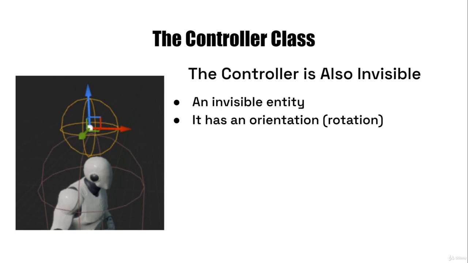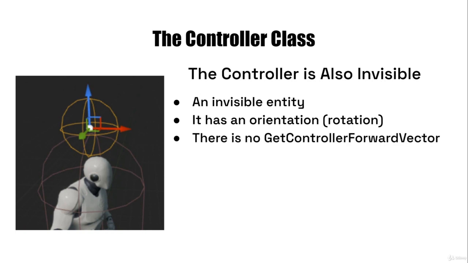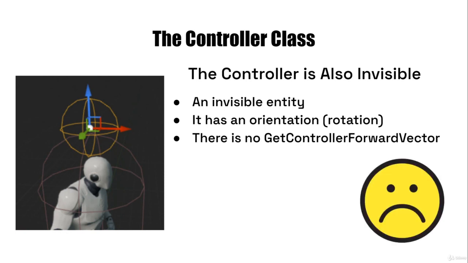Now, that being said, there is no function to get its forward vector or right vector or up vector. It doesn't have those variables. It only has a rotation. However, if we know its rotation, we can perform some calculations to get a vector that points in a direction that corresponds to the controller's orientation.